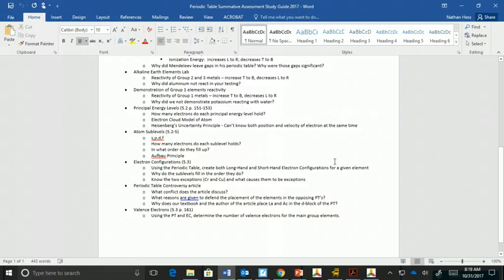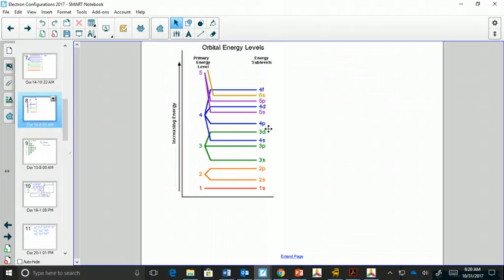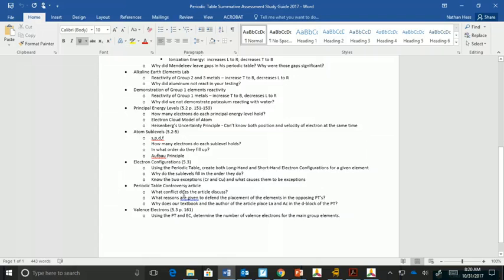Electron configurations, you should be comfortable with that, longhand or shorthand configurations. And why do the sublevels fill up in the order they do? It's simply, it takes the least amount of energy possible. So it takes less energy to put something in the 5s than it does to put it into the 4d. It takes less energy to put it in the 6s, all the way up in energy level 6, than it does in the 4f. It's further away from the nucleus, so it takes more energy to keep it in that sublevel.